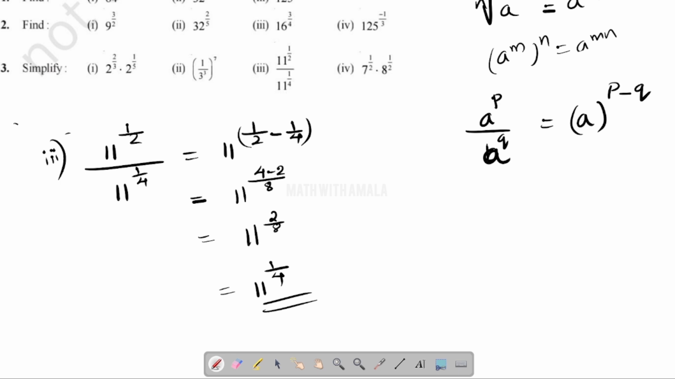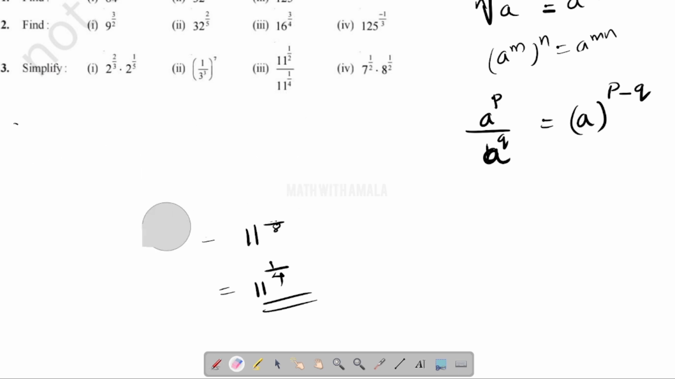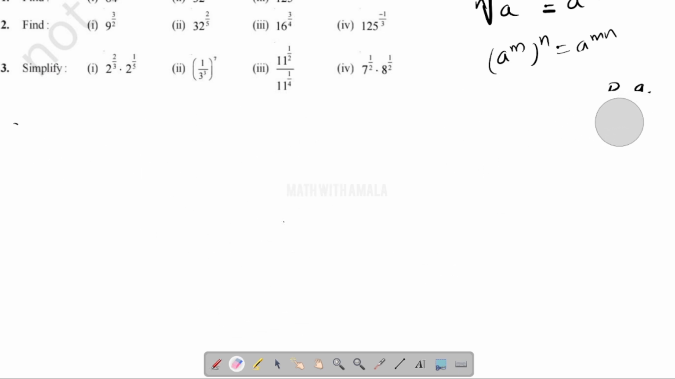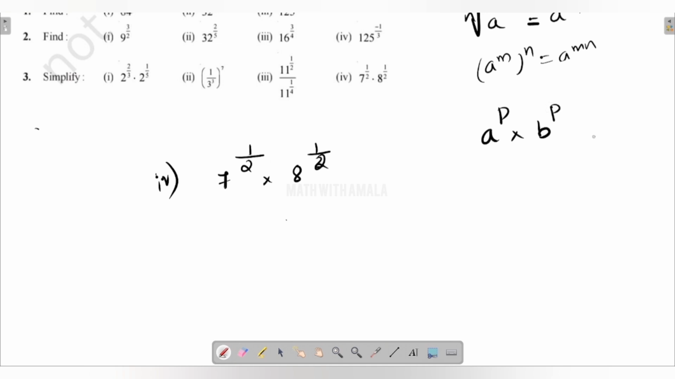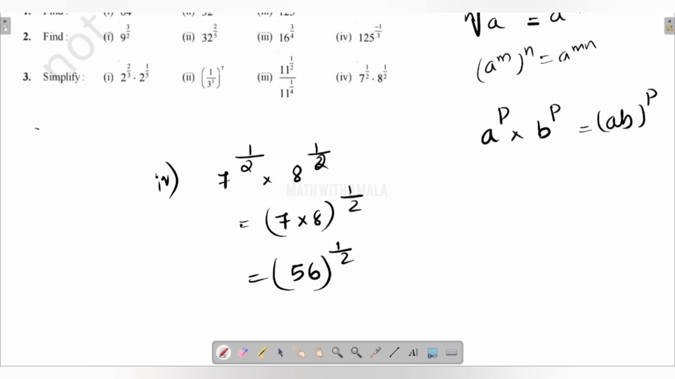The fourth question, that is the last part of this chapter, 7 raised to 1 by 2 into 8 raised to 1 by 2. You can visibly note that here 7 and 8 are different, but the exponents or the powers are the same, 1 by 2. 7 raised to 1 by 2 into 8 raised to 1 by 2 can be related to the law of exponents a raised to p into b raised to p, which is equal to (ab) whole raised to p. That is (7 into 8) whole raised to 1 by 2, 56 whole raised to 1 by 2.